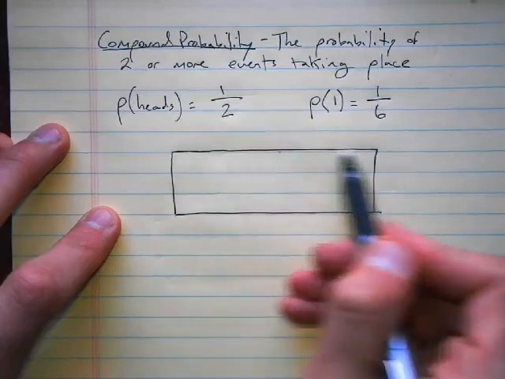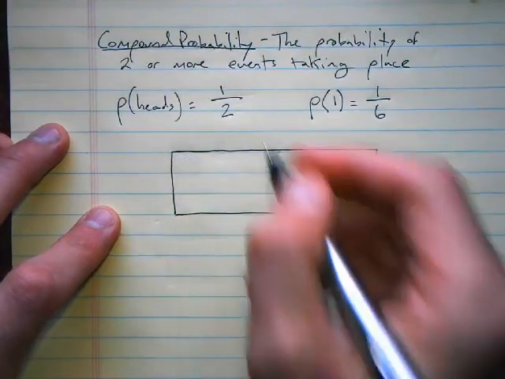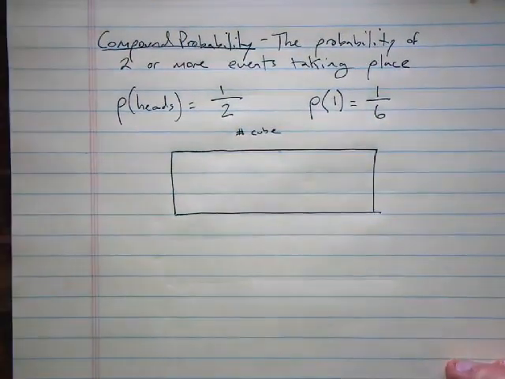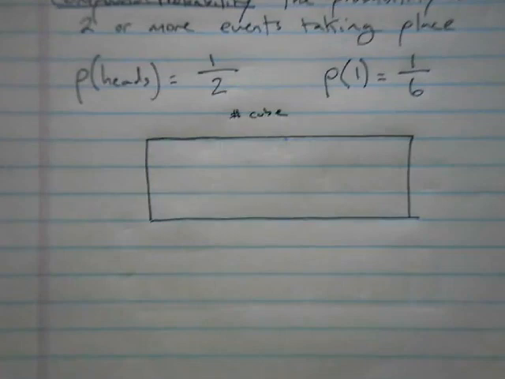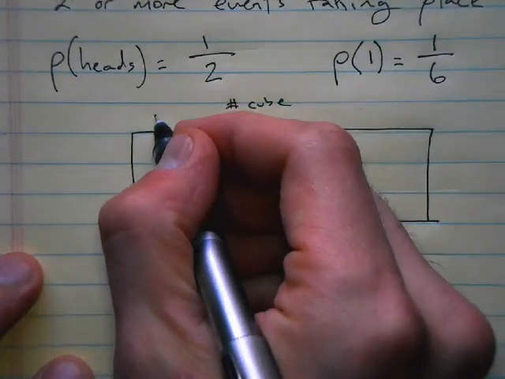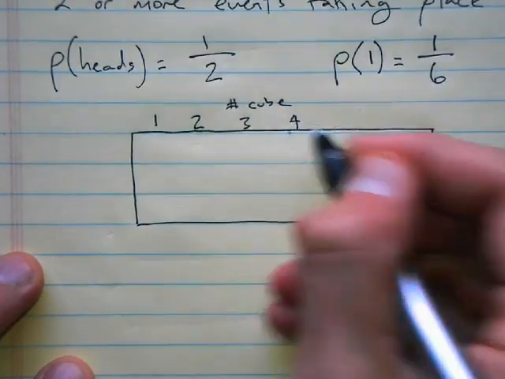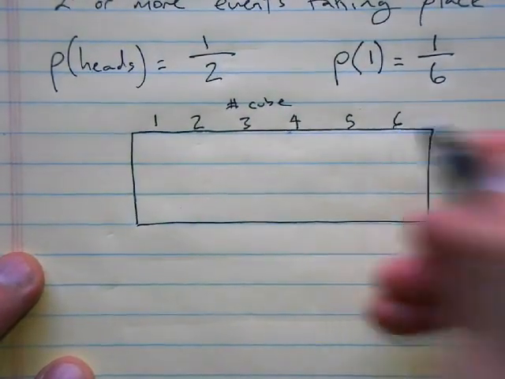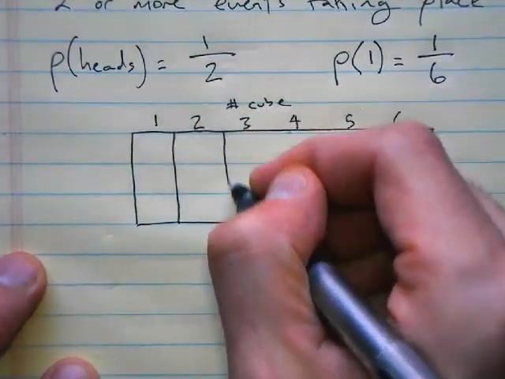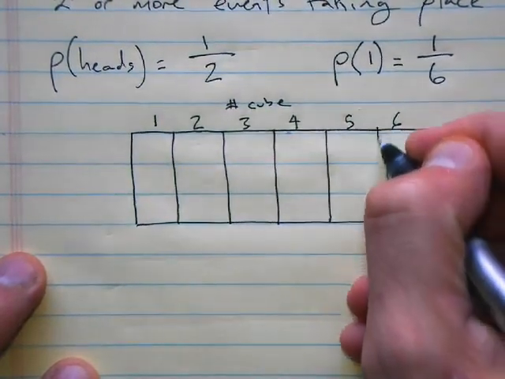On the top part of our table, we're going to write the outcomes for event number 1. That's the number cube. Zoom in a little bit for you. Okay. If you roll a number cube, you can get a 1, a 2, a 3, 4, a 5, or a 6. Each one of these columns goes with one of those outcomes.